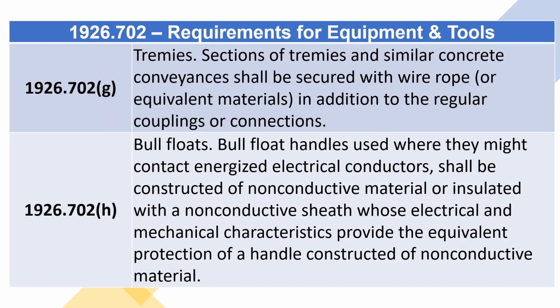1926.702(g), Tremies. Sections of tremies and similar concrete conveyances shall be secured with wire rope or equivalent materials, in addition to the regular couplings or connections.